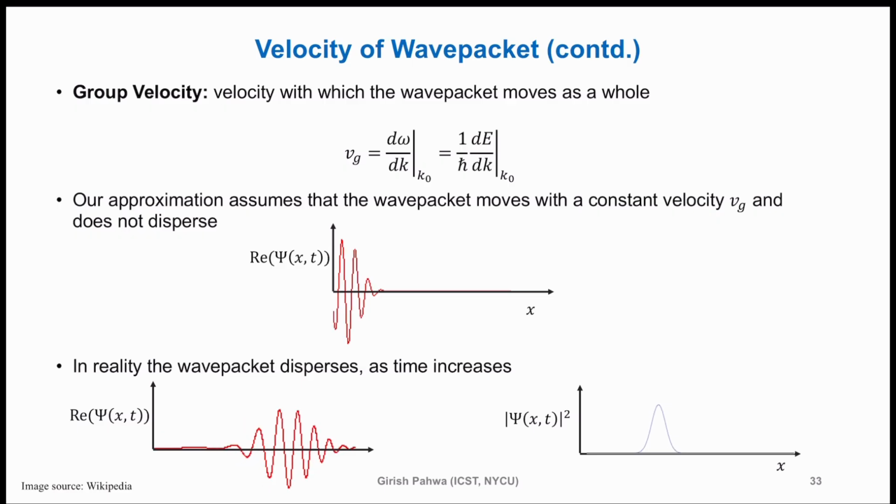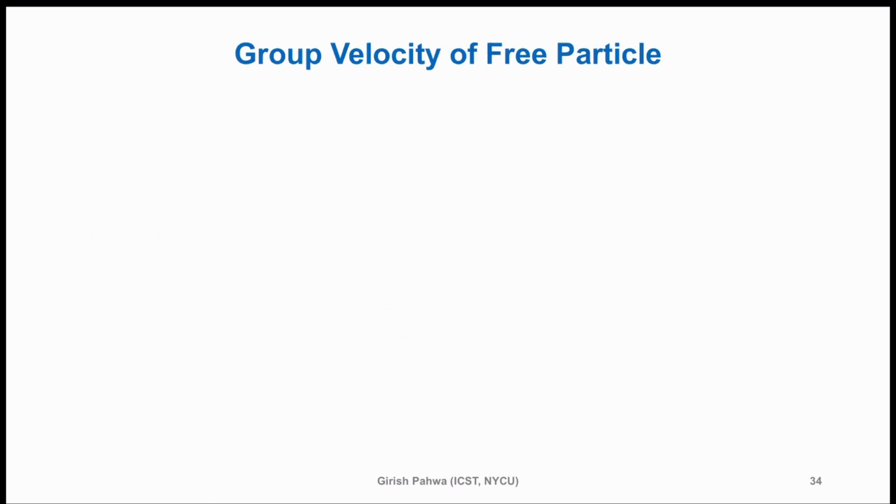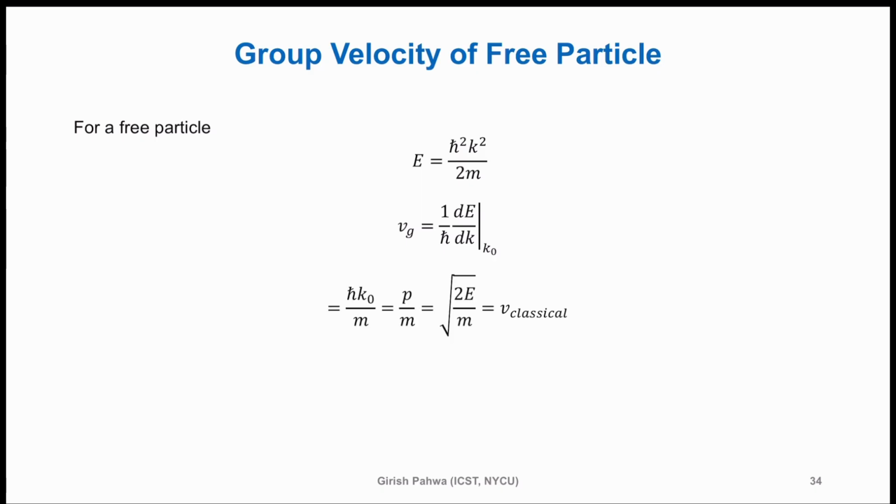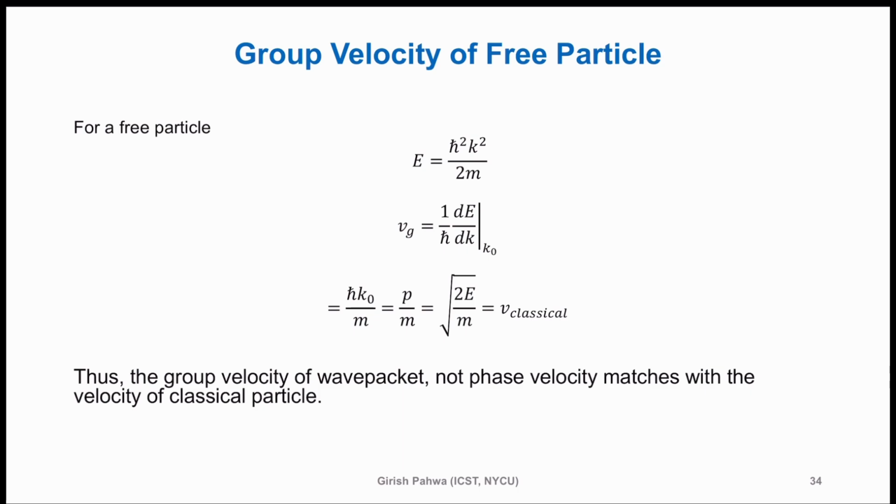Now let's quickly calculate the group velocity of the free particle. We saw that the phase velocity does not match the classical velocity. It was v classical divided by 2. Now let's see if the group velocity matches the classical velocity. So for a free particle, we know that E is equal to h bar square k square by 2m, and you know the relationship between E and k. So Vg you can calculate as 1 by h bar dE by dk at k equal to k naught.